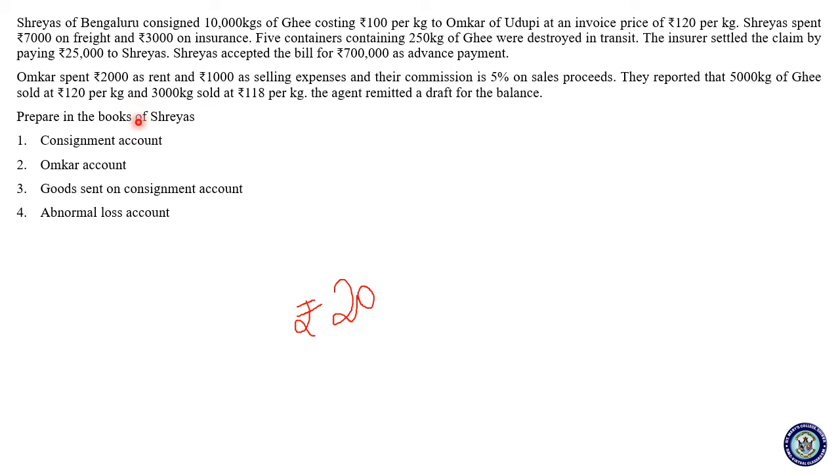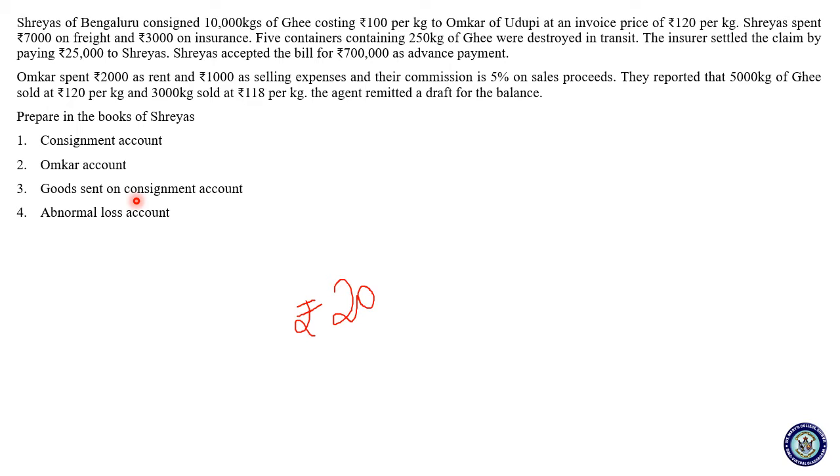Now Shreyas is the consignor. You have to prepare the 4 ledger accounts. Okay. If they ask you to prepare the ledger accounts in the books of the consignee, then 2 accounts: the consignor Shreyas account as well as the commission account. If they ask you to prepare necessary ledger accounts in the books of the consignor, then you have to prepare these 4 major ledger accounts. If they ask for necessary ledger accounts, then you have to prepare all the ledger accounts.